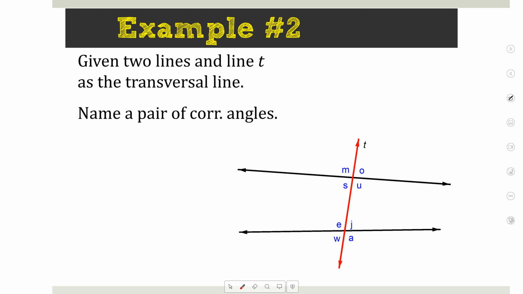S and W, good. U and A. Good. Okay, so again, remember with these pairs, you're picking one from around the first point of intersection and pairing it with one from the other point of intersection. Okay, Olivia, you got that? Good, so then try this one. Give me a pair of alternate interior angles, Olivia.